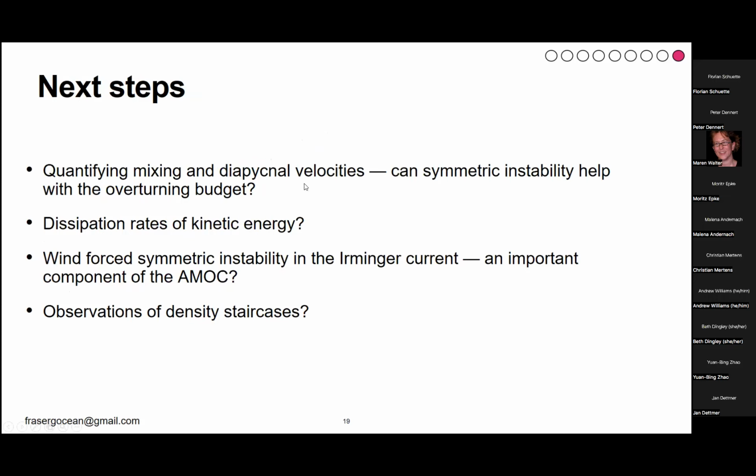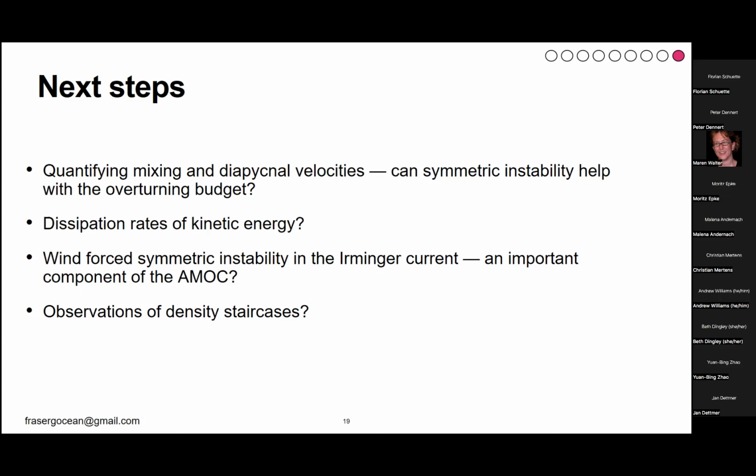is going to be really important. And this will help us to answer questions such as, can symmetric instability help to close the overturning budget? But I also think it's going to be really difficult because we've seen in those videos showing symmetric instability occurring, the regions which are unstable are several hundred kilometers wide and several degrees from north to south, and being able to model these regions at the resolution we need is going to be a real challenge, I think.